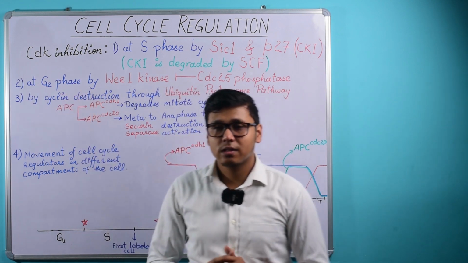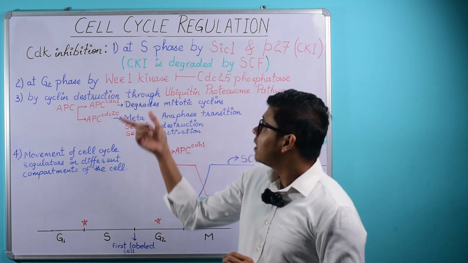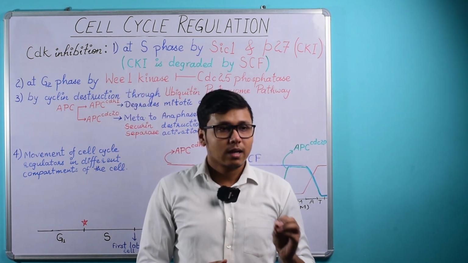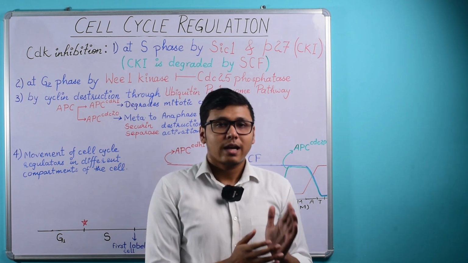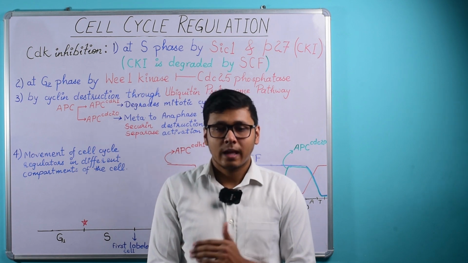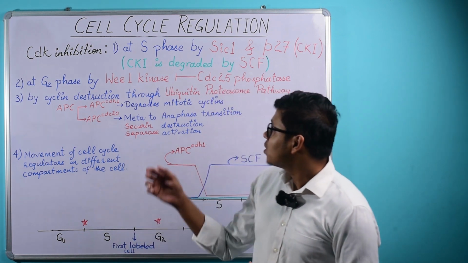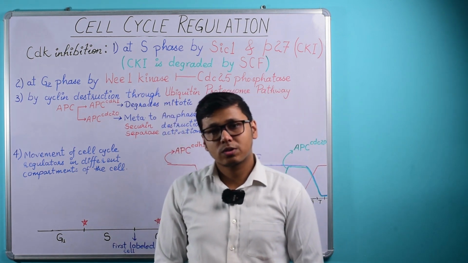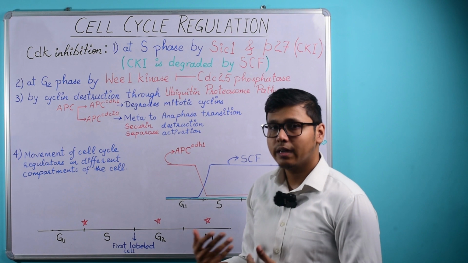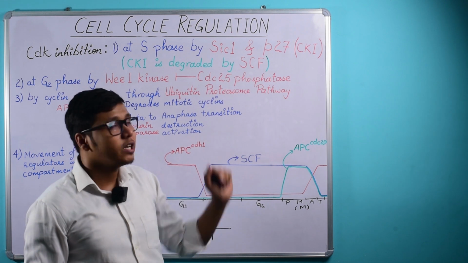Now the second type of inhibition we are going to see is at G2 phase, and this type of inhibition is by another kinase protein, that is Wee1 kinase. What does it do? It comes and phosphorylates the tyrosine at 15th position and threonine at 14th position of the CDK, and in this way it alters the active site of the CDK protein. So again, this is a reversible process, and once it is inhibited, it can get activated again with the help of a phosphatase protein, the CDC25 phosphatase.